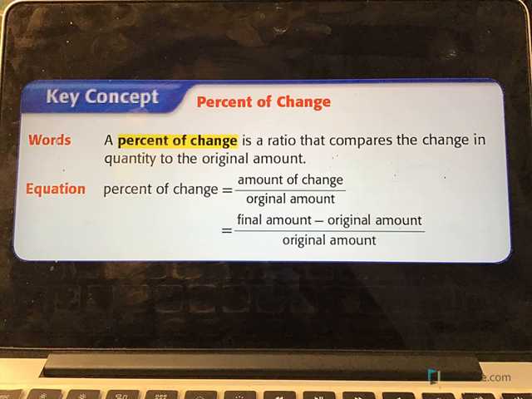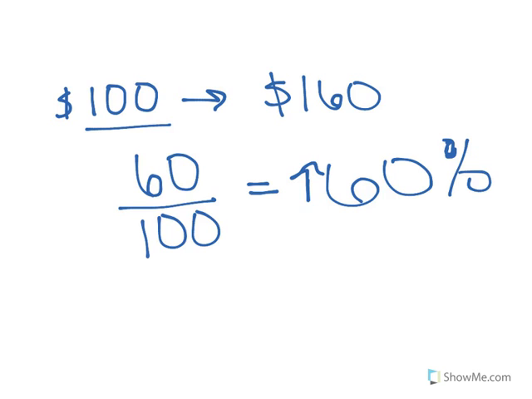Again, looking at percent change: percent change is a ratio that compares the change in the quantity to the original amount. To do that, it's always change over original. So to find that, you find the final price subtracted by the original amount and divide it by the original amount. As we saw in this one, the change from 100 to 160 was $60. The original amount was 100, so it's 60 over 100. You could divide 60 by 100 and get 0.6. Percent means out of 100, so it's 60%.